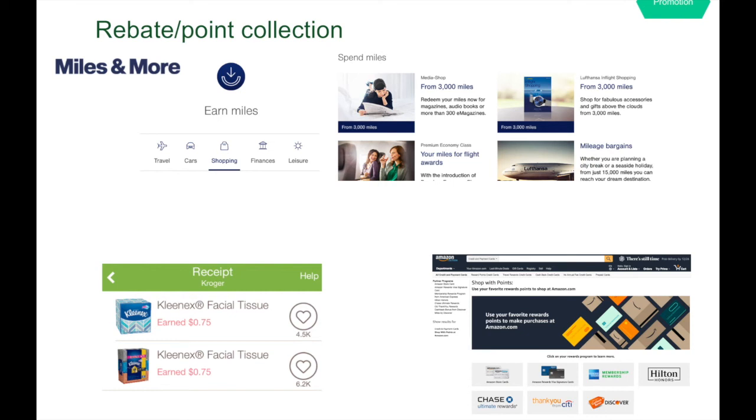It's more a gamble because I don't really know which points I'm going to get. In this case, it's 2 times the Kleenex points. But obviously Kroger knows that I'm a loyal customer and I very often buy Kleenex, so it would only provide points for something that I typically buy quite frequently. Again, Amazon has introduced their own point system.